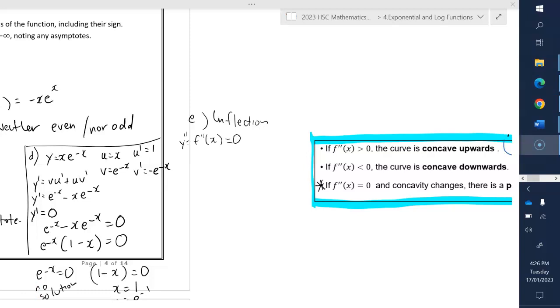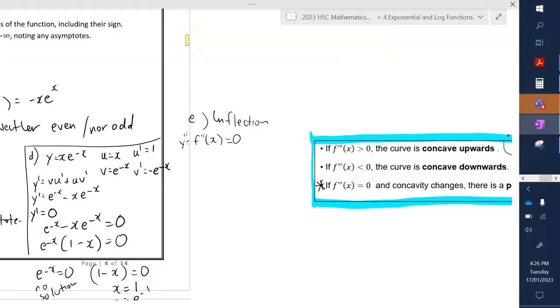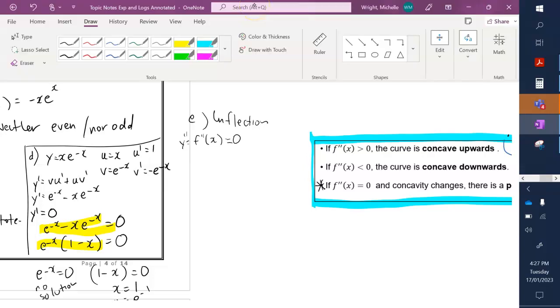Hopefully you've had a go, but if you're stuck, what we want to do is have a look at what we found as our first derivative. That was our first derivative here, factorized and unfactorized. I would be using the second form here. Otherwise, it's just going to be a little bit messier. So let's do that second form and we'll do a product rule again.